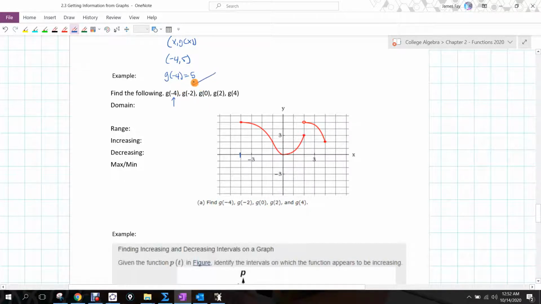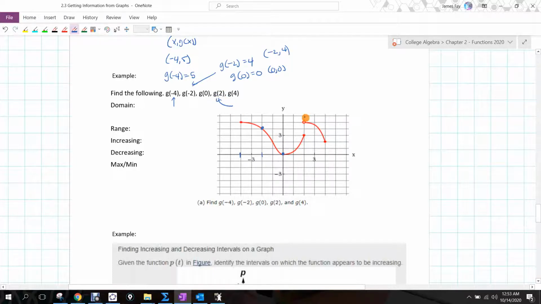g of negative 2. So we'll find negative 2 on my x-axis, and we'll go up 1, 2, 3, 4. So g of negative 2 is 4. g of 0. The x value is 0. Well, it turns out the y value is 0. So g of 0 is 0. So again, I'd have the ordered pair from this one, negative 2, 4. Here's going to give me the ordered pair 0, 0. g of 2.